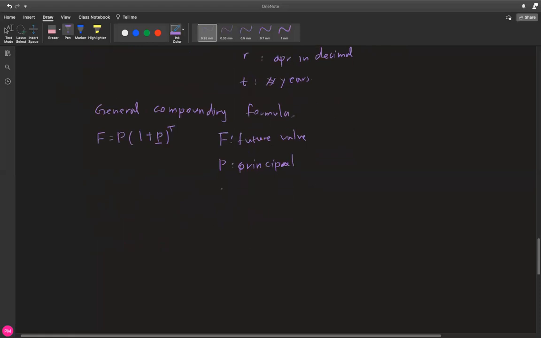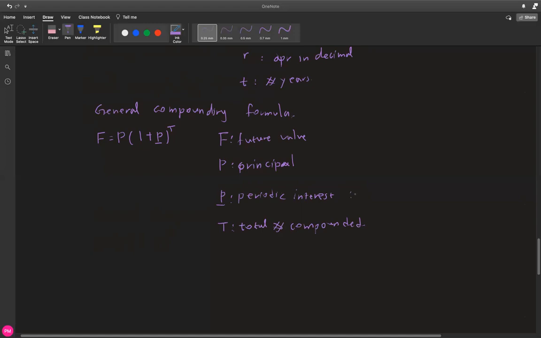And lowercase p is the periodic interest. And t is the total number of compounding. Total number that it's compounded. So a couple of things to note here.